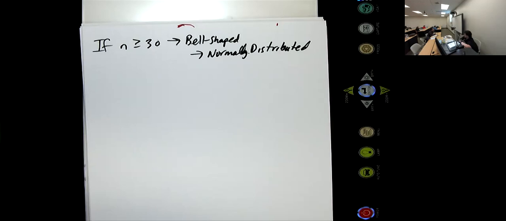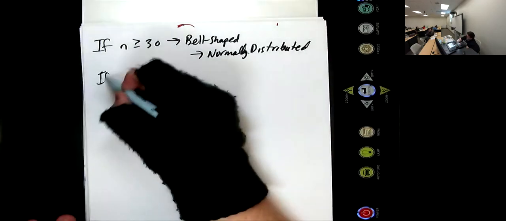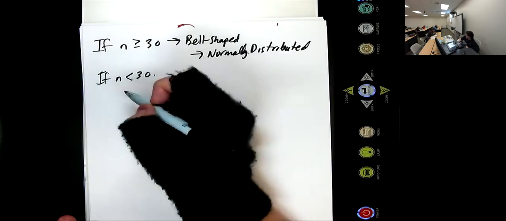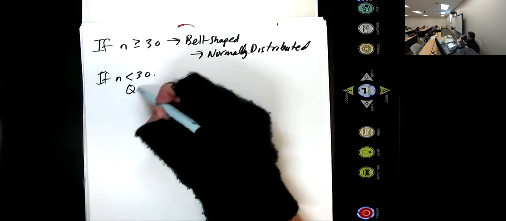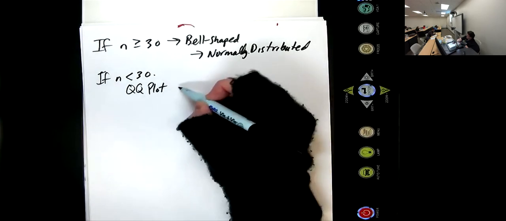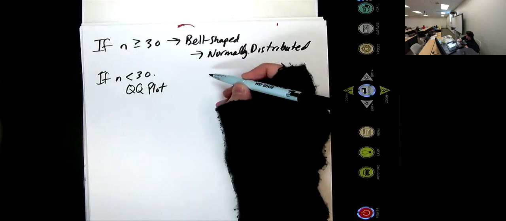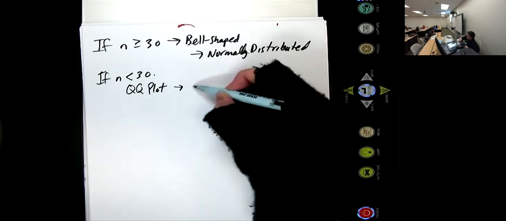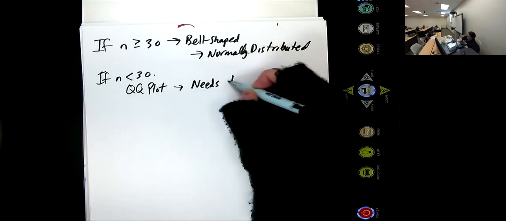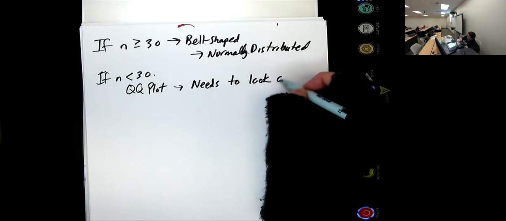Remember, we had some criteria to check for population or proportion. We had to check that n times p times 1 minus p was greater than or equal to 10. We have some tests here. Either n is greater than 30 and we're set, or if n is less than 30, we have some things to check. Want to look at a QQ plot? We did that in chapter 4. It needs to look approximately linear, like a straight line.